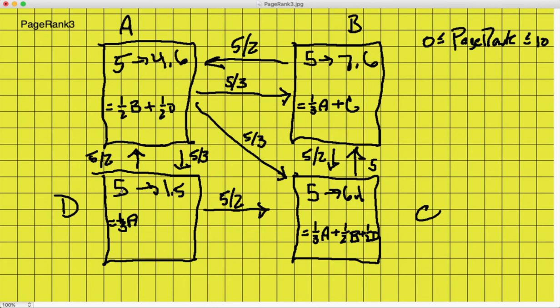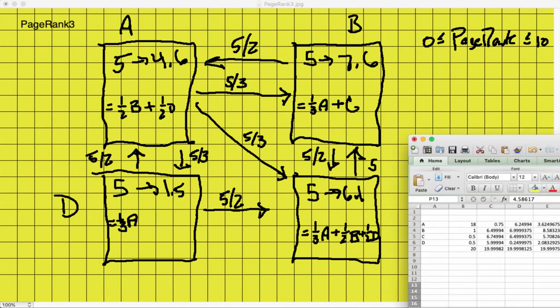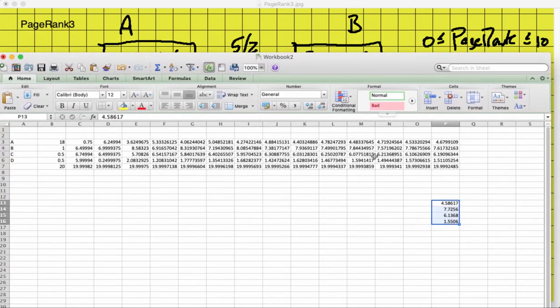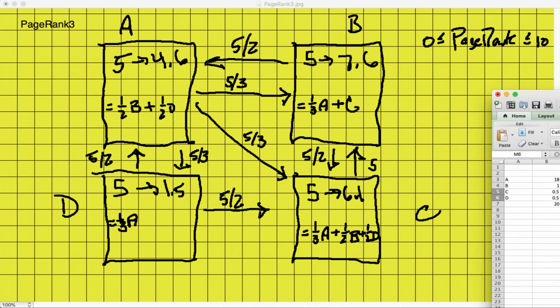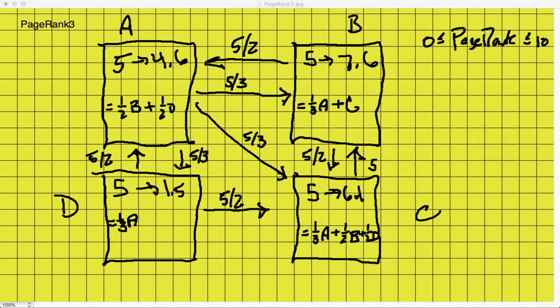So the idea of PageRank is that it is an iterative calculation. It's not something that you just do one time. I think Google typically does it 20 times. And if we were to carry this out to 20 times, we would see that these numbers would vary very little. There are a couple of other things that need to be said about PageRank.